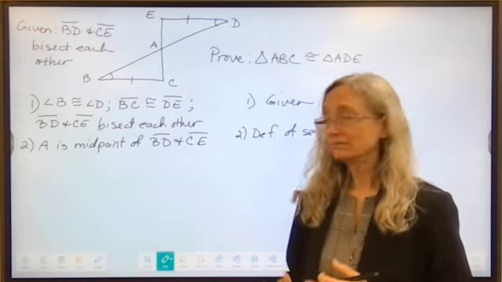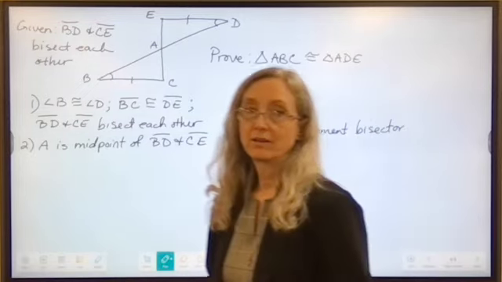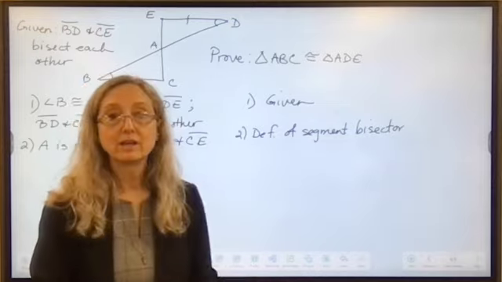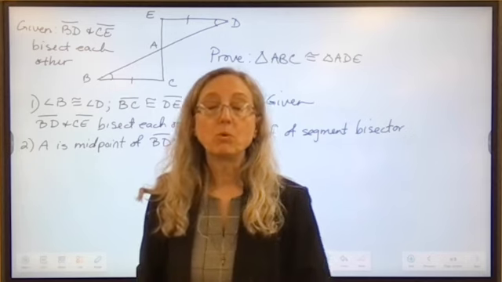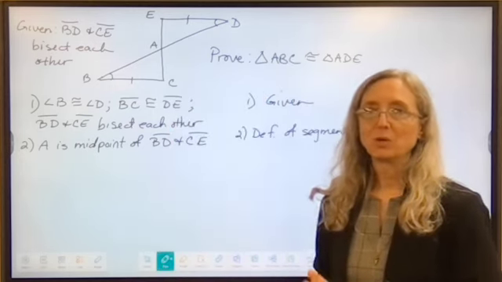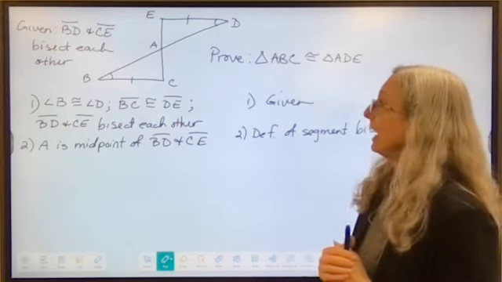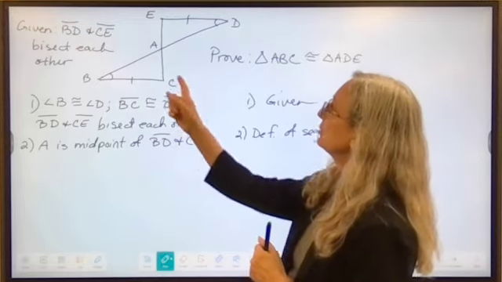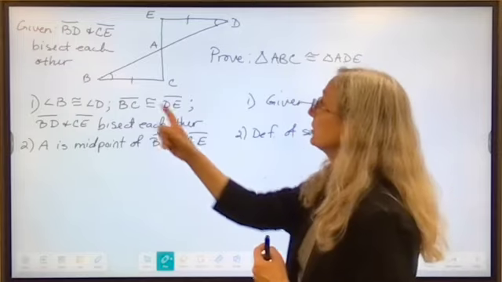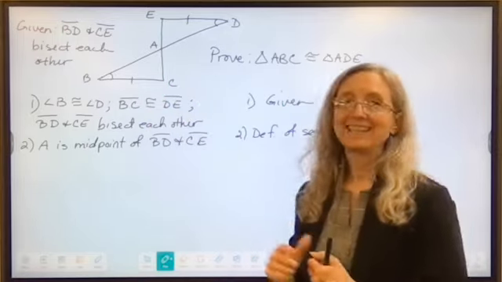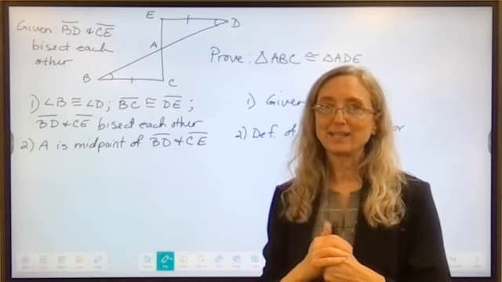Okay, so I've written down that A is the midpoint of BD and CE. How do I know that? That's the definition of a segment bisector, which is what I got in my given. Now, why is it important that A is the midpoint? What do midpoints do? They divide segments exactly in half. If that's the case, then what do I know about EA and CA, and what do I know about BA and DA, if A cuts it exactly in half? That's going to be my next statement.